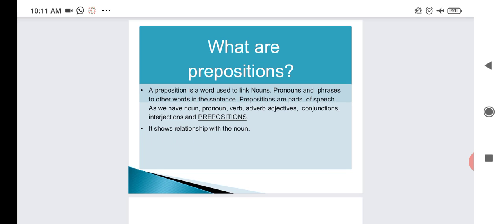In this session, I told you about the meaning of preposition, then the types of preposition, and later I focused on the preposition of time. In that we saw 3 prepositions: in, on, at. Mainly, these 3 we use to show time. Again, preposition means such linking words for nouns, pronouns and phrases in the sentences. It shows relationship with the noun.